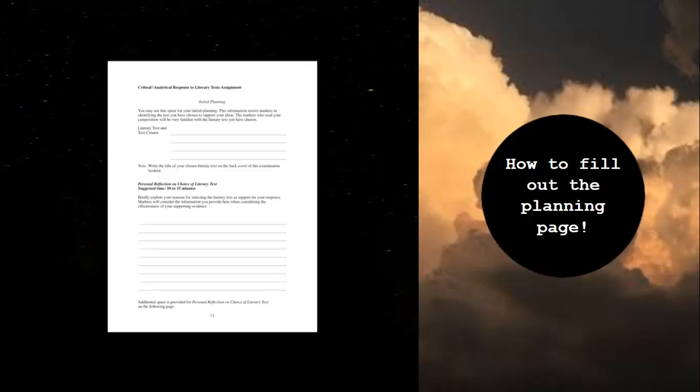So, how to fill out the planning page. It starts out by saying the literary text and text creator. So you'll write under that, I will be writing on the genre. The genre that I'll be writing on is a novel. And then the title, The Metamorphosis, by the author Franz Kafka.